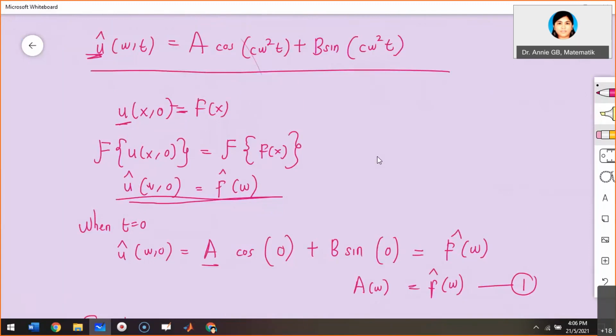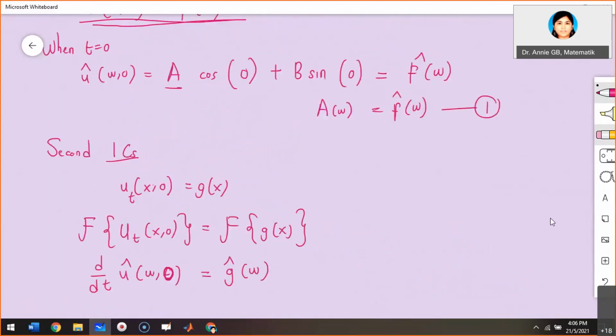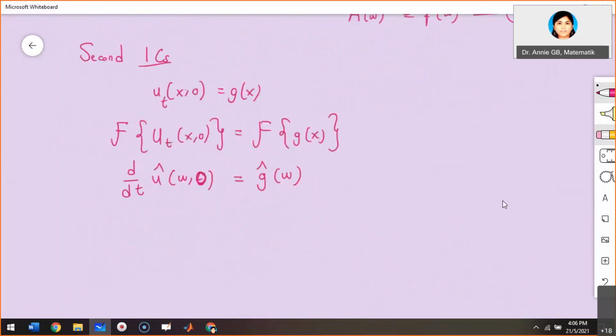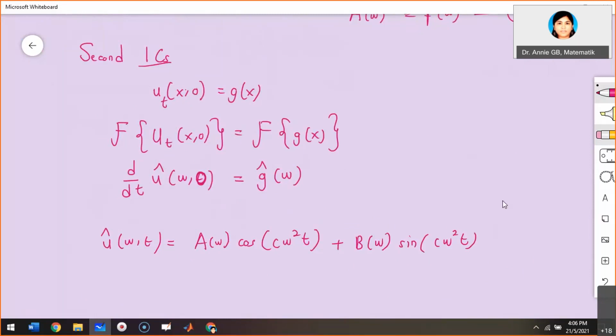Tapi kita buat dulu. Kita jangan ubah dulu. Tulis dulu. u hat (omega, t) equals to A cos (C omega squared t) plus B sin (C omega squared t). Okay, kita buat dulu sebab kita tak kata B saya 0. Kita tak tahu lagi B. A yang kita cari. So you have, saya nak salin dulu. u hat (omega, t) equals to A(omega) cos (C omega squared t) plus B(omega) sin (C omega squared t) kan? Okay, saya kena ambil, this is u, take the derivative u hat respect to t.